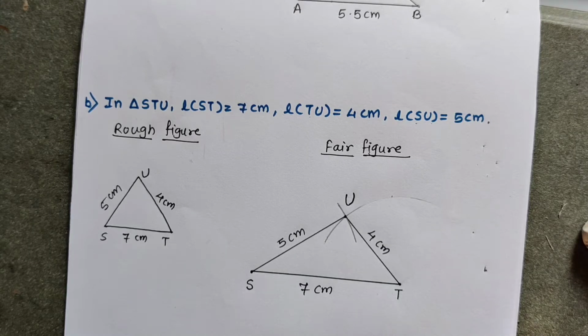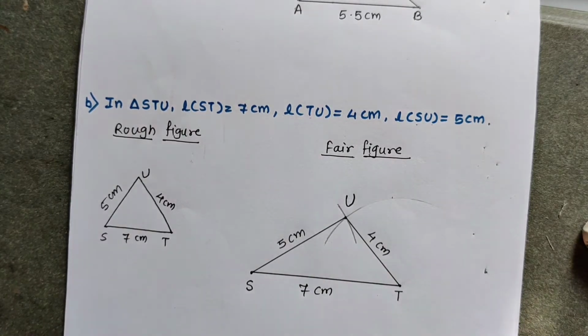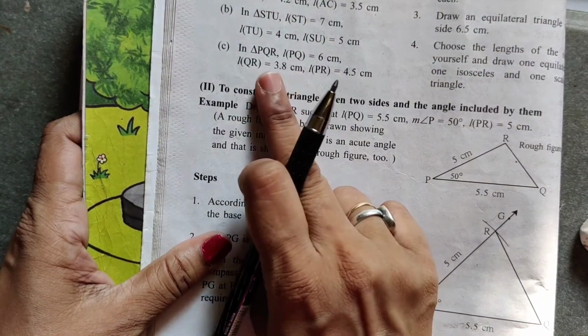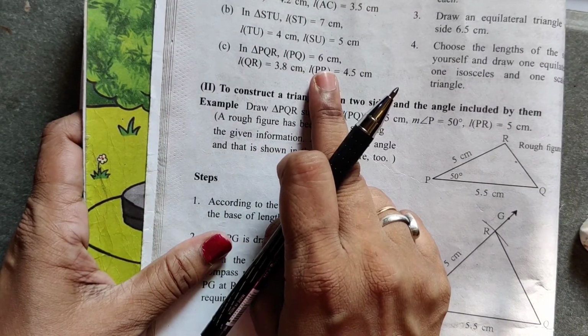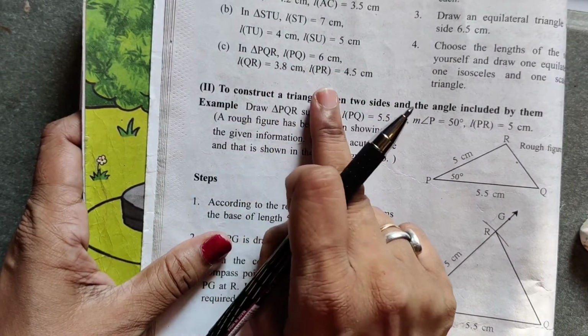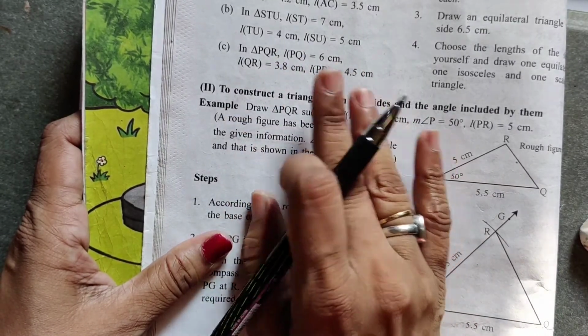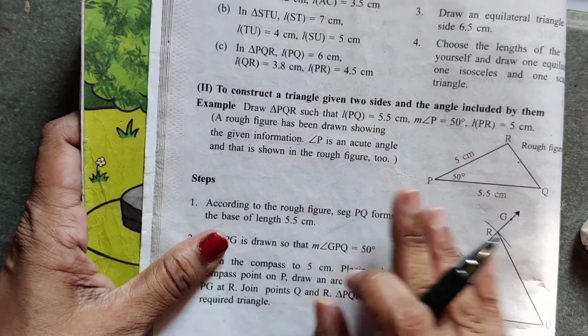Now the third sum from question number 1 you all can solve, because it is same as that of these two sums, where all three sides of triangle PQR are given. Length PQ 6 cm, QR 3.8 and PR 4.5. So first draw the rough sketch, and from this rough sketch you can draw the fair one.